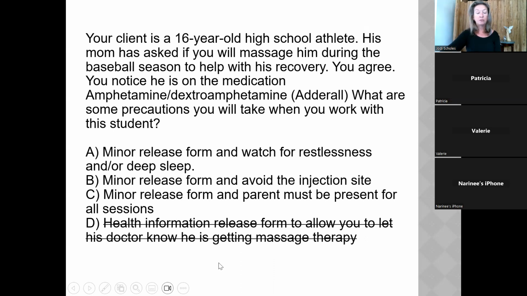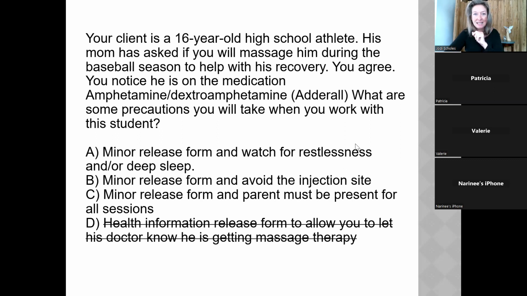Let me see the answers. Okay, so we got some feedback here from Frankie. Said it isn't B. You are correct. It isn't B. There's no injection site for Adderall. So basically, y'all are saying it's either A or C. What is the best answer? Frankie says A. What's the best answer?